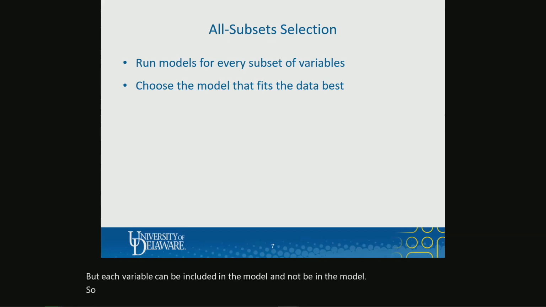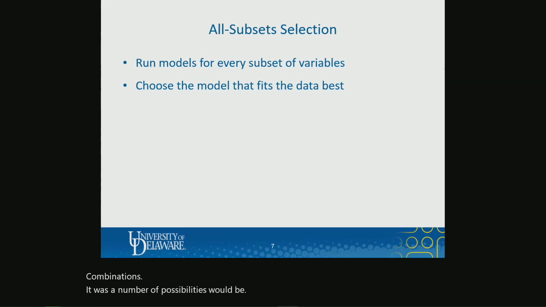So there are 2 possibilities for each. So the total number of possibilities will be 2 times 2 times 2, 2 to the power of 10. So there are 2 to the 10 possibilities, except one of the possibilities, one of the models, is not acceptable.